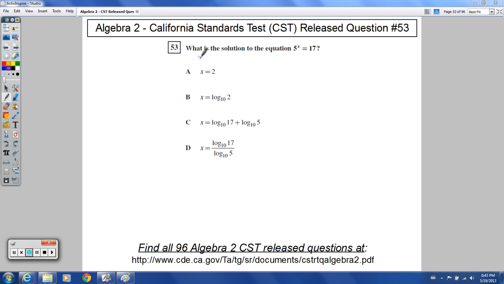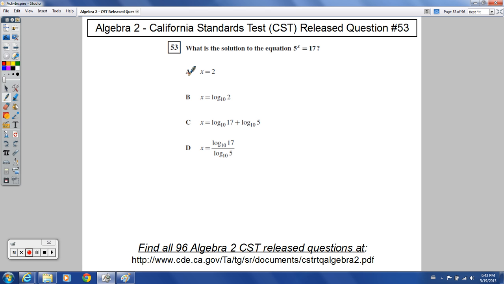Here's what we got. It says, what is the solution to the equation 5 to the x power equals 17? And notice no calculators allowed. We're not just typing something like this into a calculator and figuring out what it is. We have to get it in terms of logarithms here.